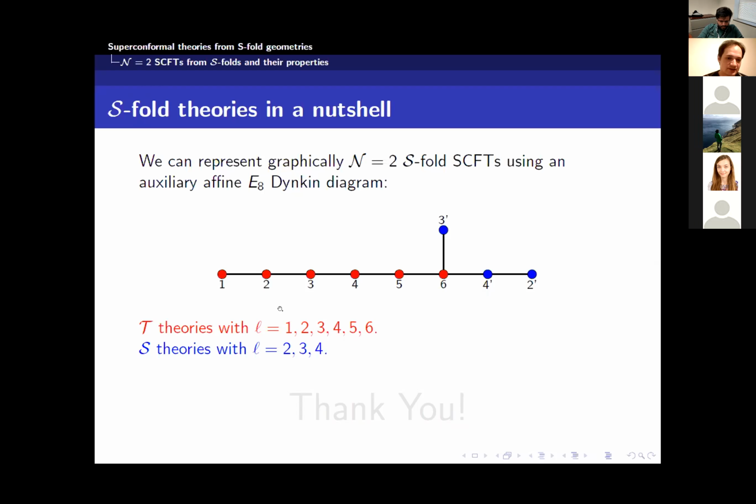Then, as we have said, for L equal 2, 3, and 4, we have a variant of the S-fold construction with the discrete flux, and this corresponds to 2 prime, 3 prime, and 4 prime. And this is all I wanted to say.